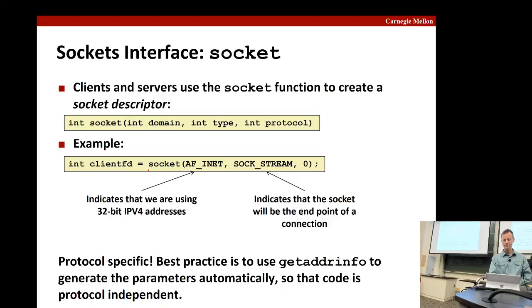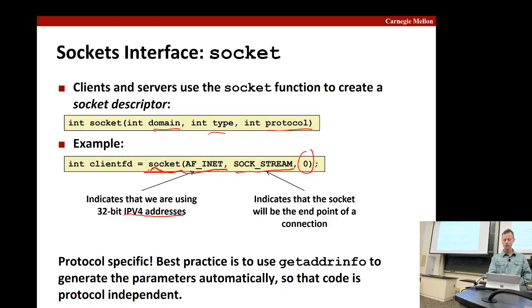So this is showing an example on the client side. The client calls socket. It says, I'm interested only in sockets that use IPv4, that we want to communicate using IPv4, and that this is going to be the endpoint of one of these connections. Based on these flags, that's the domain, the type, and the protocol. We're just using the default of 0.